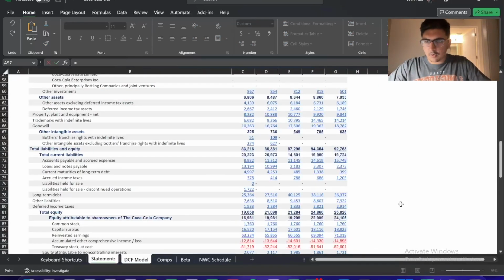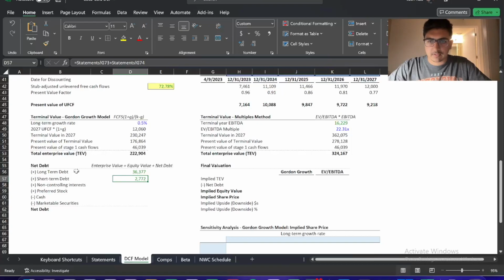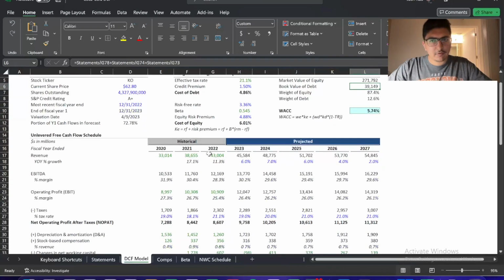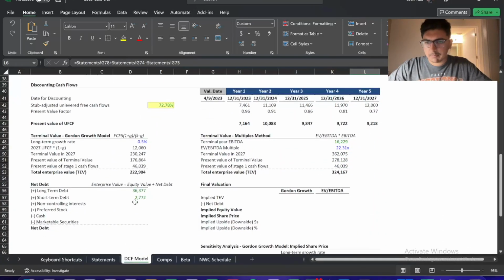Short-term debt is going to be both these loans and notes payable on 73. So I'm just going to go over there, plus any current maturities of long-term debt. Boom, 2.772 billion. You could also get this number from this book value of debt technically, but I'm breaking it out just to show the debt profile of Coca-Cola.